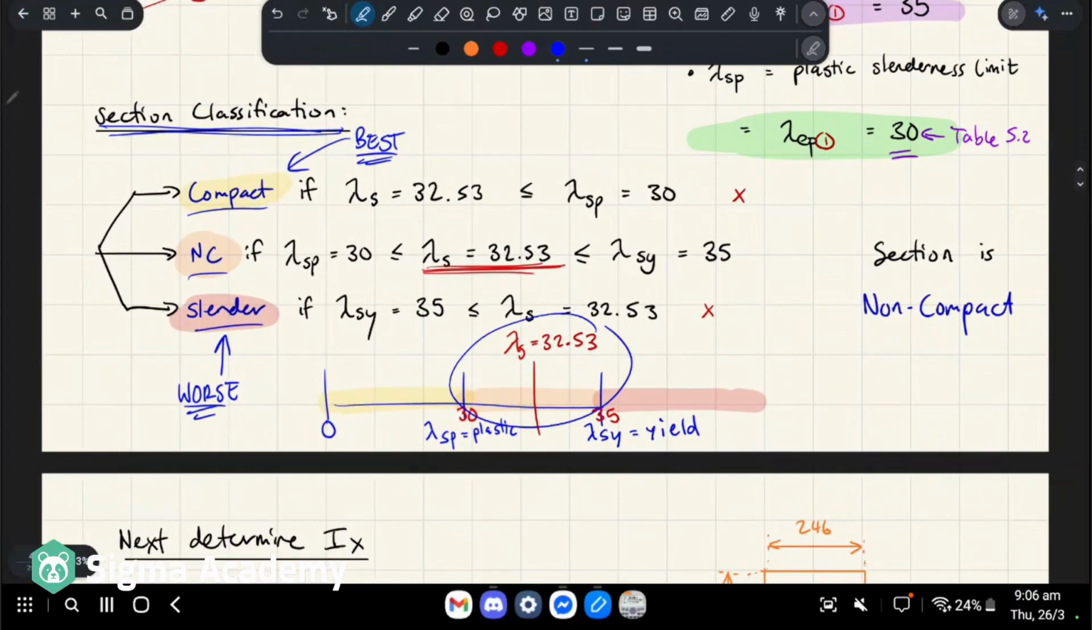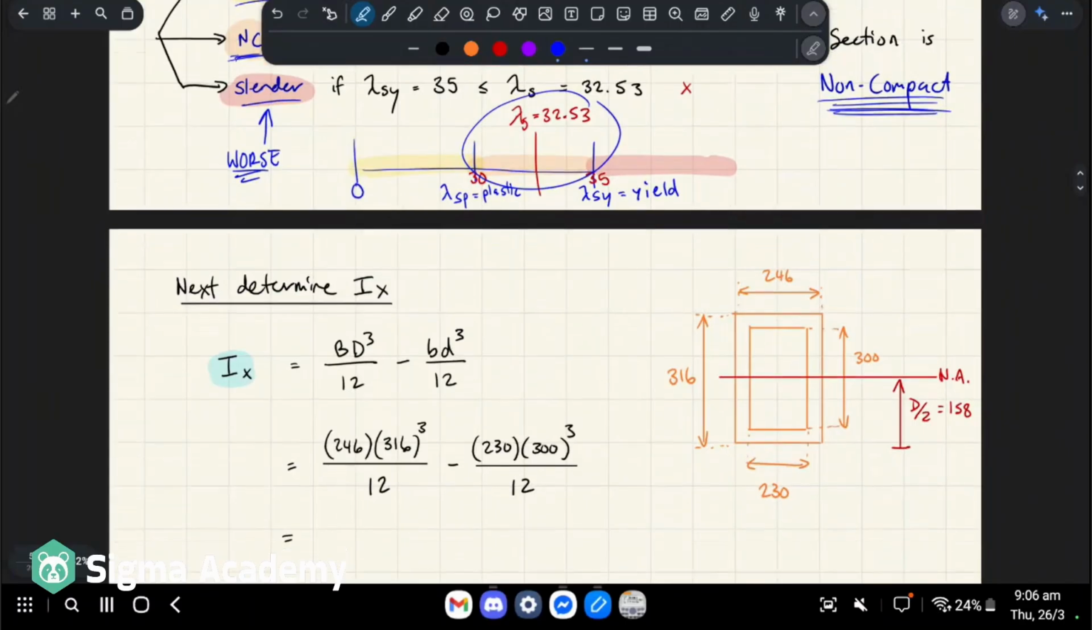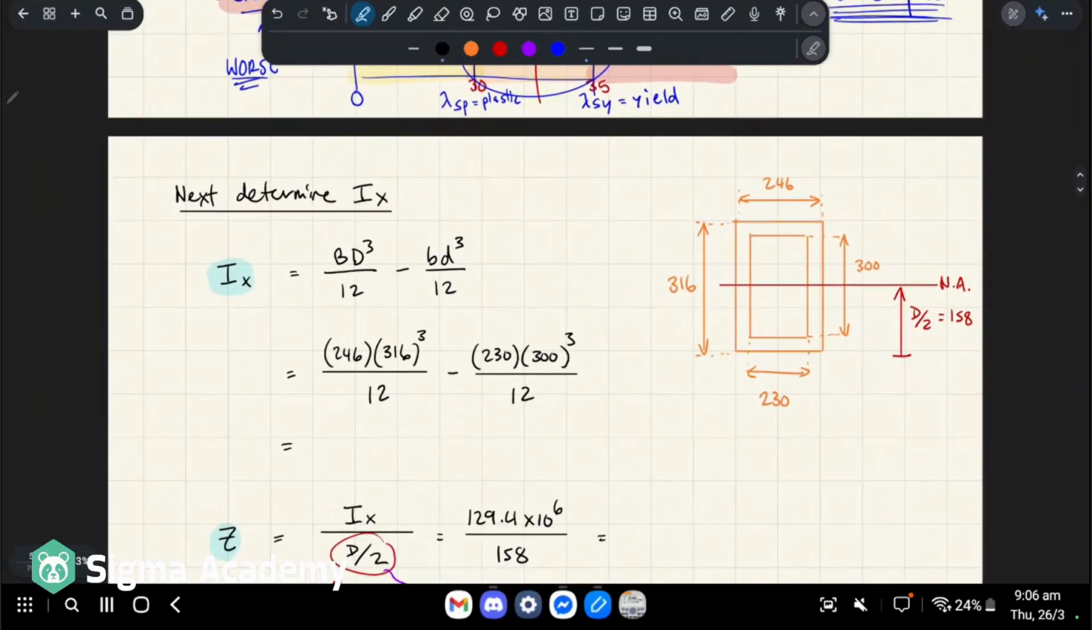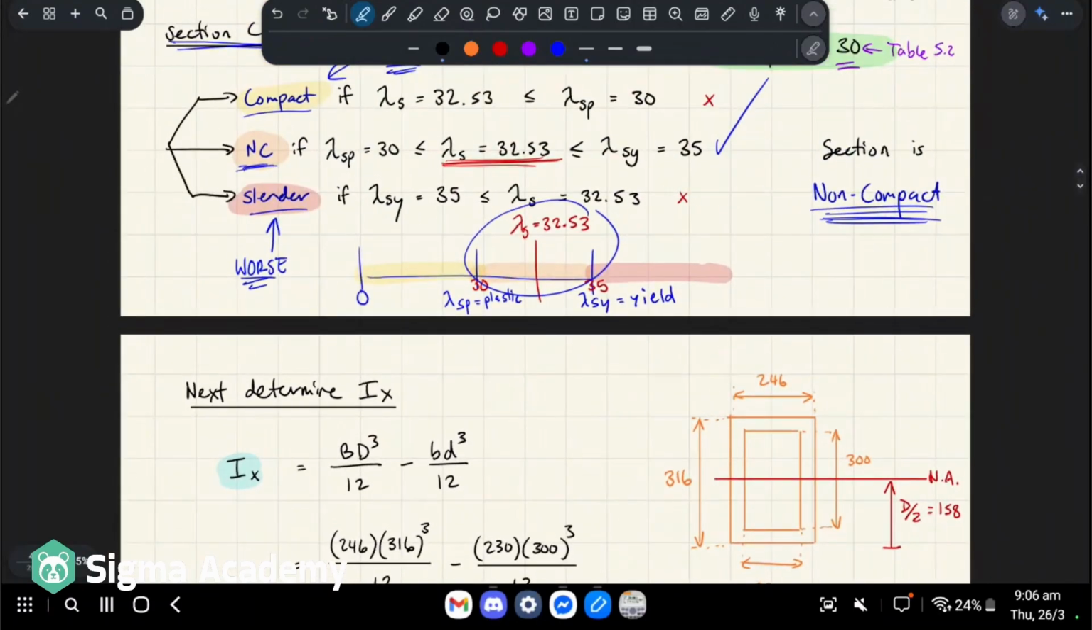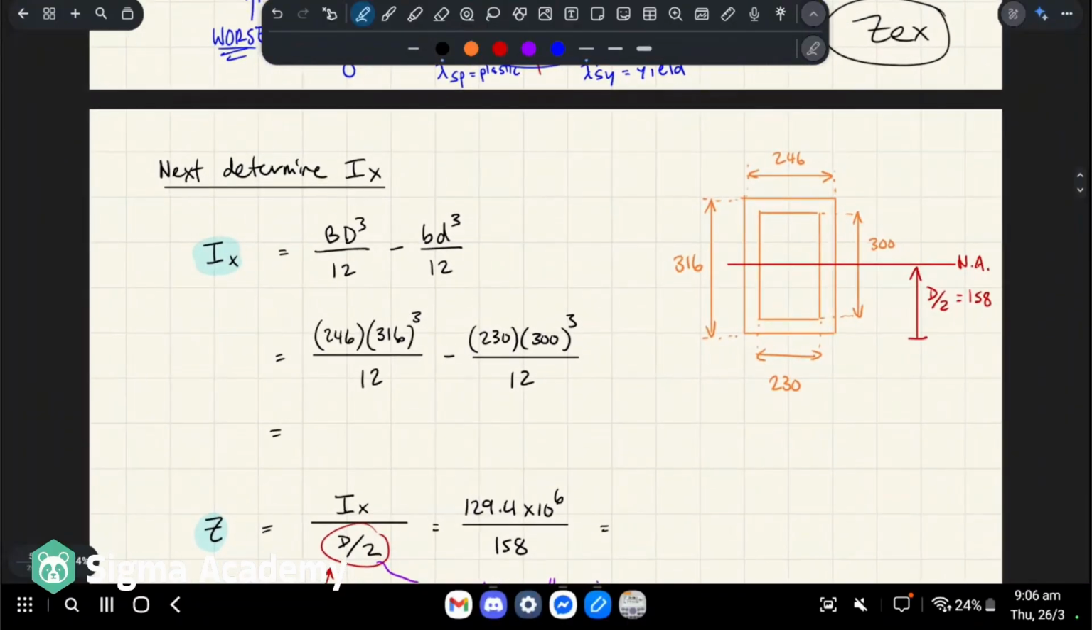And basically we fall in the orange region, which is your non-compact region, right? So all we're doing is comparing these numbers, finding which one it falls into, right? So we can classify our section as non-compact, basically. Okay, with all that done, we've classified our section. We know which formula we're going to need for the calculation of Ze, and so we're going to work towards that. We're going to figure out Ix.